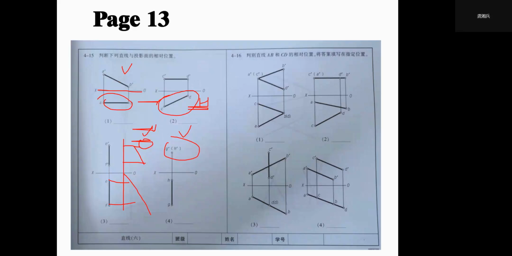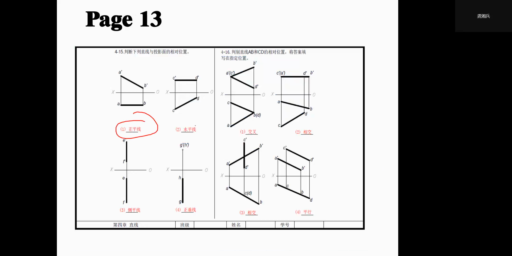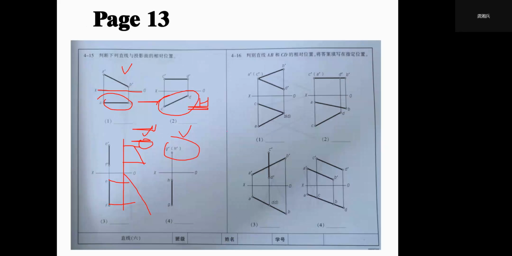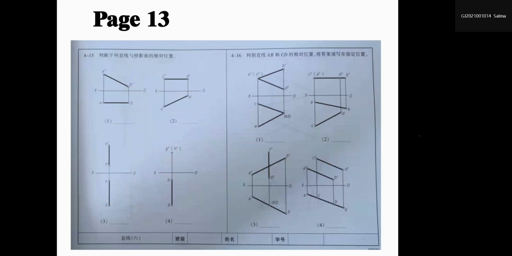So this question is okay. This one is a front line. This one is a horizontal line. This one is a sideline. This one is a sideline. This one is a V point view line. Okay. For this one, please tell me the relative position of line AB and CD.